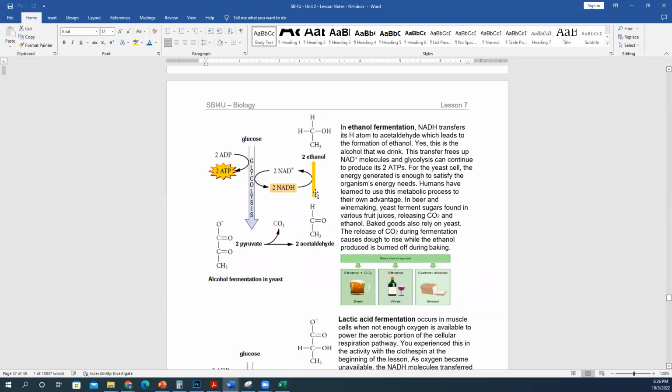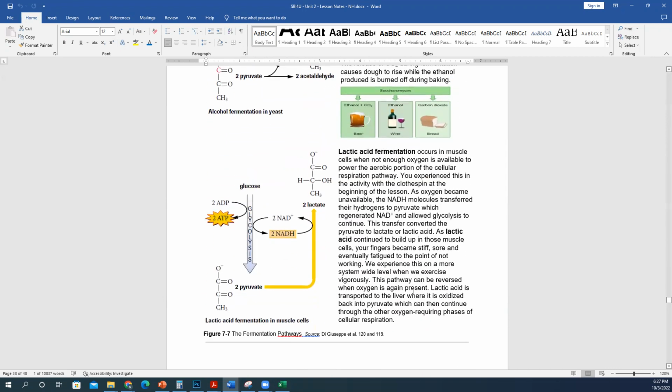Also, we use this process during baking, where we use the CO2 that is released during the step where pyruvate is converted to acetaldehyde in fermentation. This bubbling of CO2 out from the reaction in the dough causes our dough to rise and leaven, while the alcohol that's produced will be burned off during the baking process. So that's what takes place in yeast.